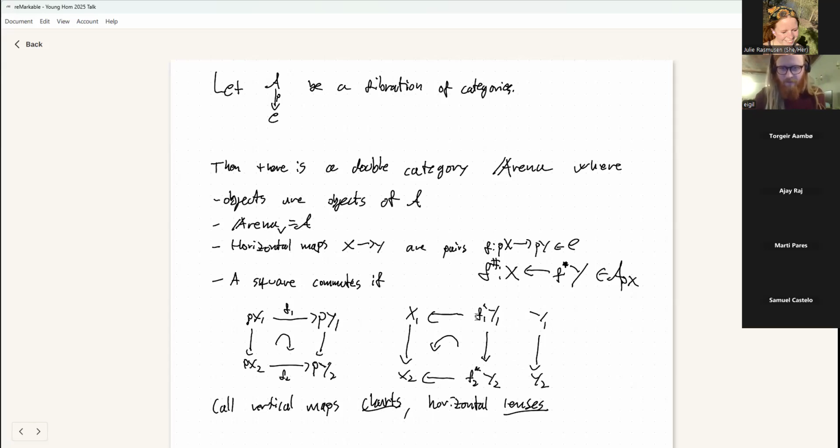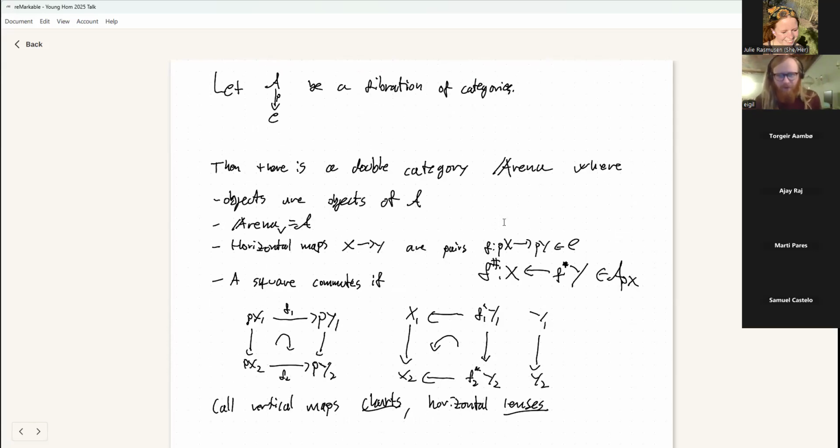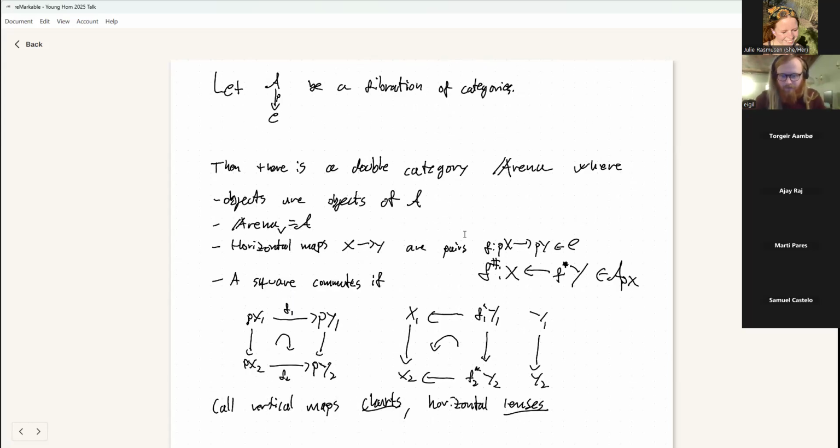The lenses give me a map from these pullbacks to x1 and x2, respectively. Then, of course, the chart from x1 to x2 gives me a map from x1 to x2. And so there's a kind of reversed diagram, and I want that one to commute. And of course I've already been using these terms, but the vertical maps in the category of arenas are called charts, and the horizontal ones are called lenses.